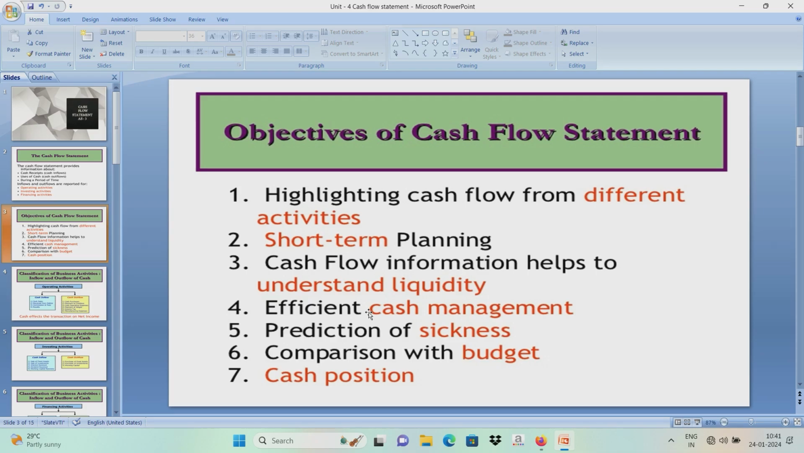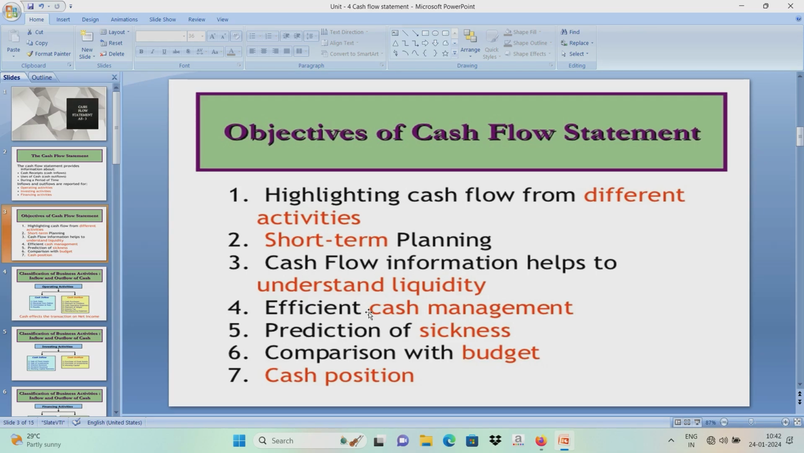What are the main objectives of this cash flow statement? Here we find what cash is available in an organization using various activities: operating, investing and financing activities, as I said earlier. From that we ascertain our cash flow. This cash is a liquid asset, so the organization can plan for the short term. The third one is that it is highly helpful to understand the liquidity position of the firm, and we can ascertain cash management and cash efficiency.